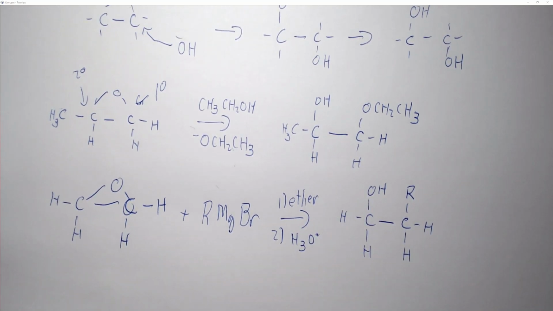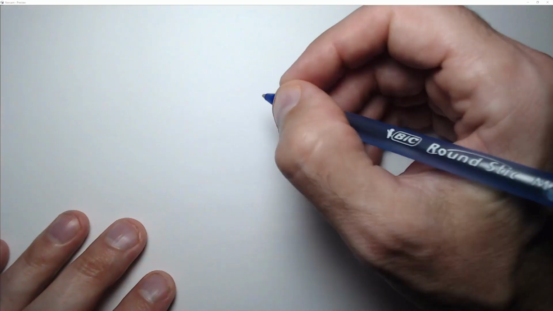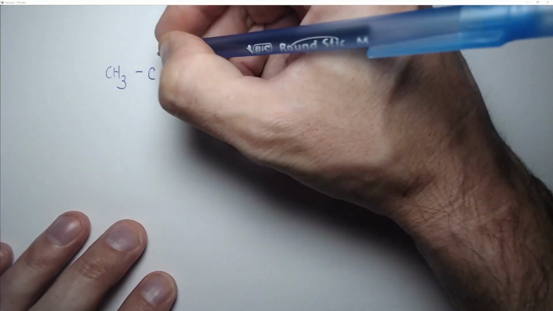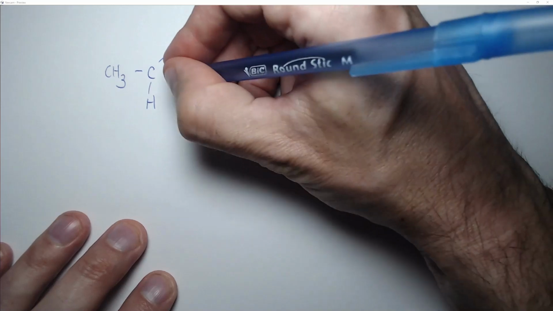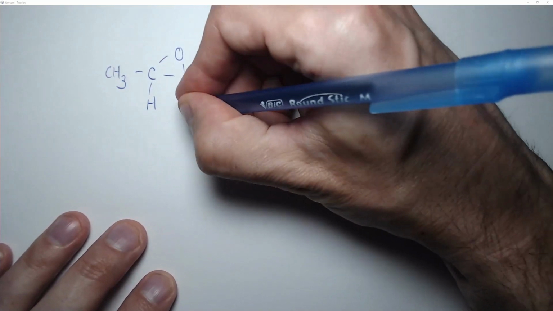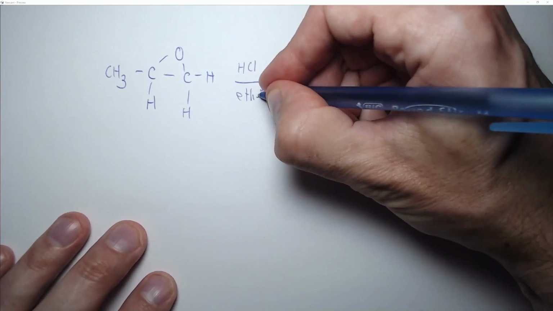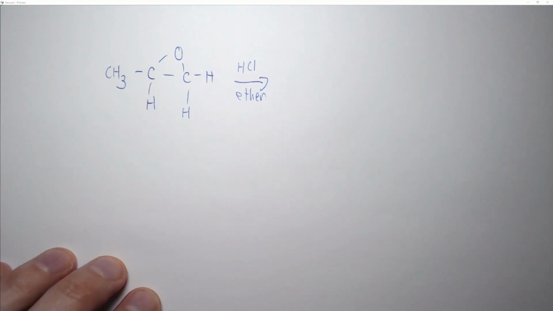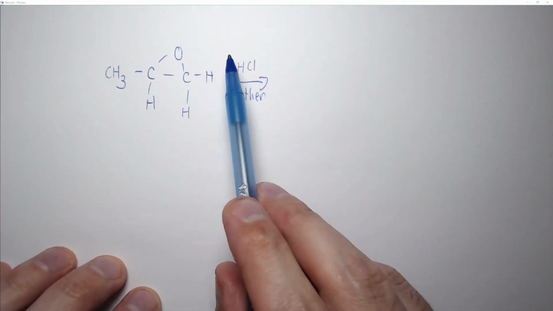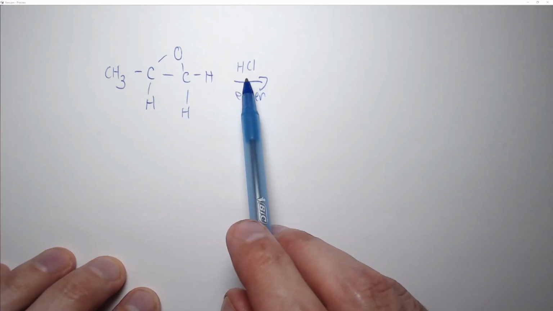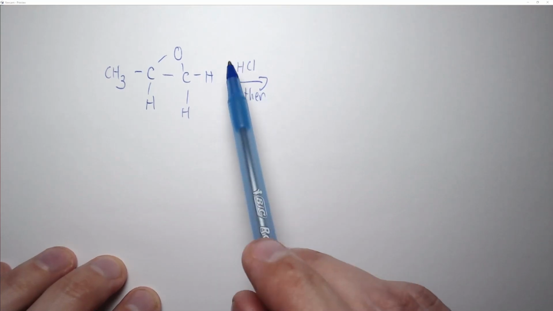So in this last section, what I want to look at is a couple of examples where we predict the major product of a reaction. So we want to predict the major products of this reaction. We have CH3, C, O, H, C, H, H, and we add HCl and ether. Okay, and we want to see what's going to happen with this reaction. Well, in this case, we're going to end up with an alcohol on one side and a Cl on the other side. We have to decide which side the Cl goes to.